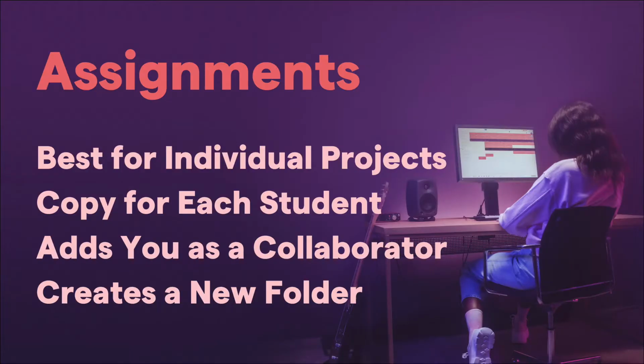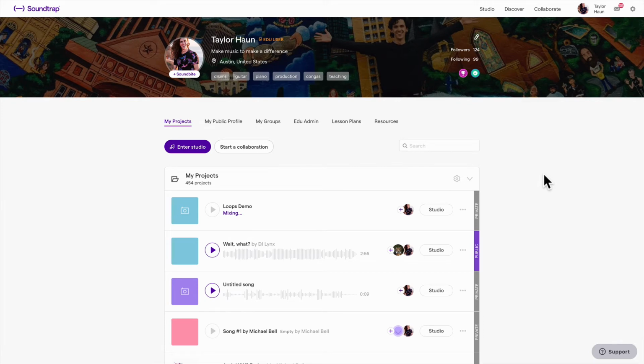Now that you've created your account and student accounts, it's important to know how assignments work. So assignments are best for individual projects because it creates a copy for each student, so they have their own copy. It puts you as a collaborator, and it creates a new folder and puts all those copies into that folder. In order to create an assignment, you'll need to create a project. So even if it's blank, you need to make a new project.